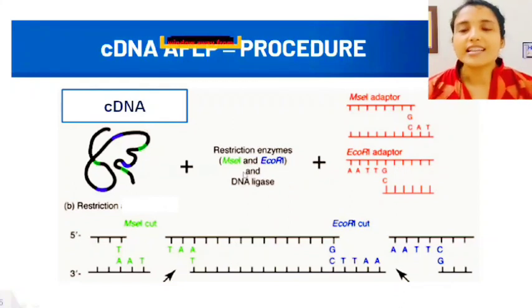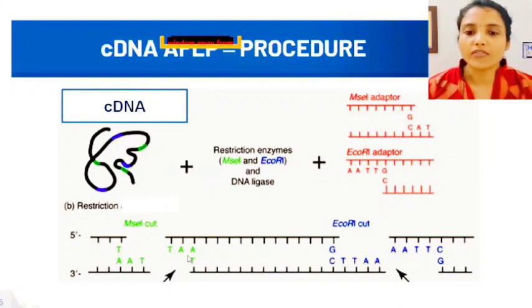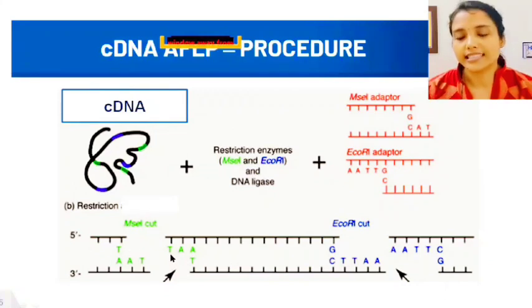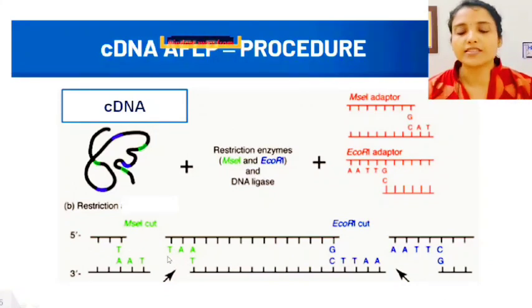So MseI has a restriction site of TTAA, right? 5'-TTAA-3'. And if it sees that, it will cut in between T and T over here. Same way in the opposite strand, 5'-TTAA-3' is here, so it will cut over here.